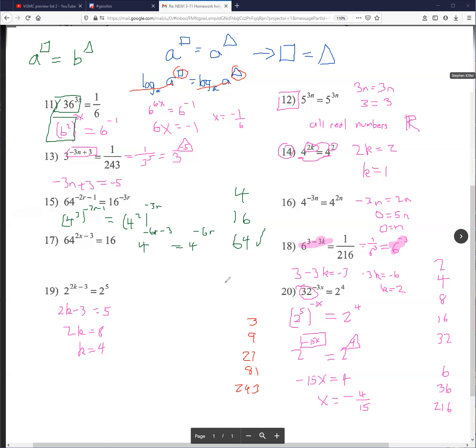Oh, this is interesting. Okay, so we're going to reduce this. We're going to get negative 6r minus 3 equals negative 6r. Let's add 6r to both sides. We get negative 3 equals 0.